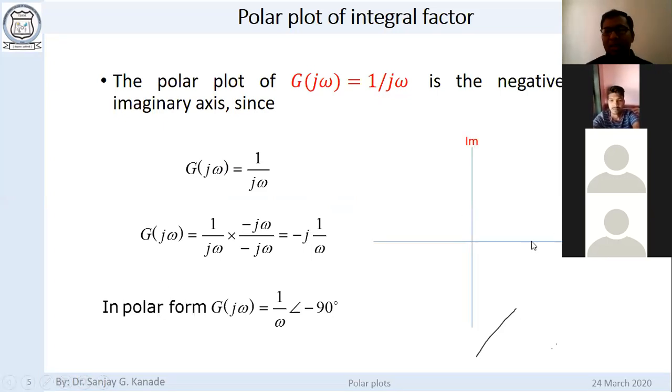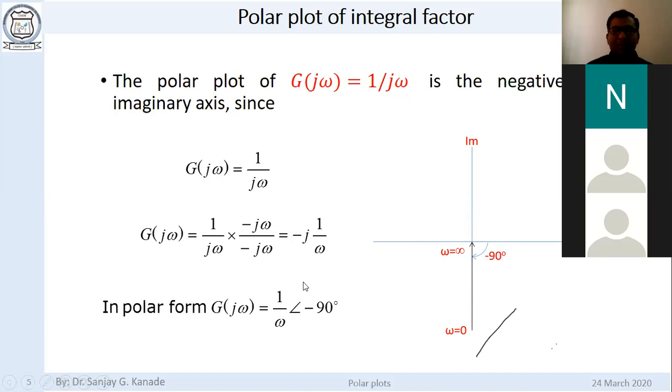So how can you plot this? This is the imaginary axis and this is the real axis. Minus 90 degrees is the angle, and at omega equal to 0 the magnitude is infinity. At omega equal to infinity, the magnitude of G of j omega is 0. So the plot of G of j omega equal to 1 upon j omega is the negative imaginary axis.